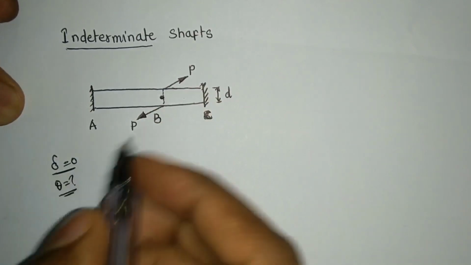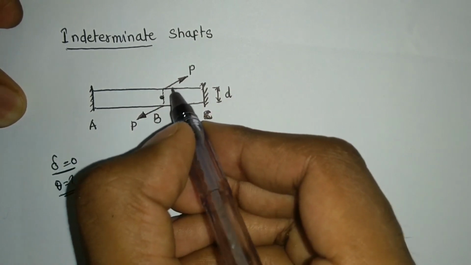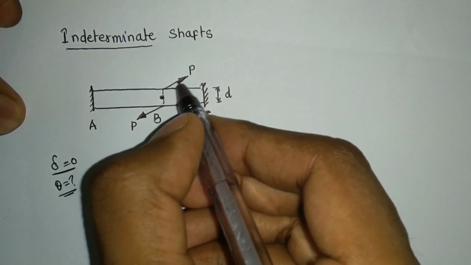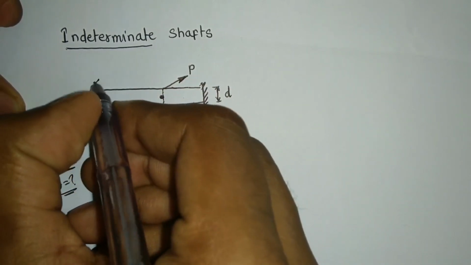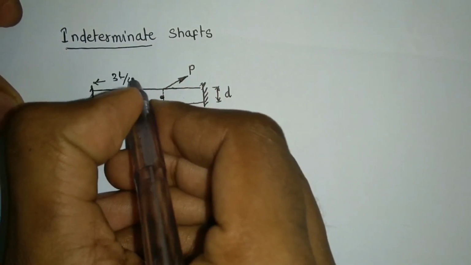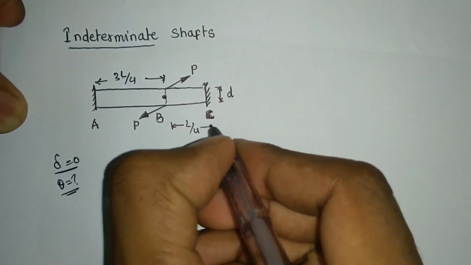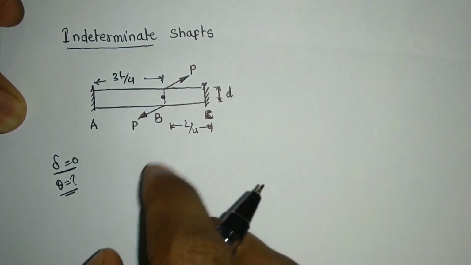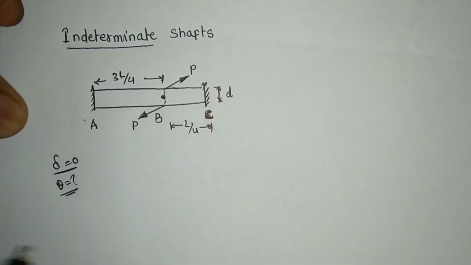Let's say I have this shaft AC and there is a couple acting on it, a couple of P at point B, such that the distances are 3L by 4 and L by 4. Now I don't know what the reaction at A will be, or the reaction at C. How do I do that?